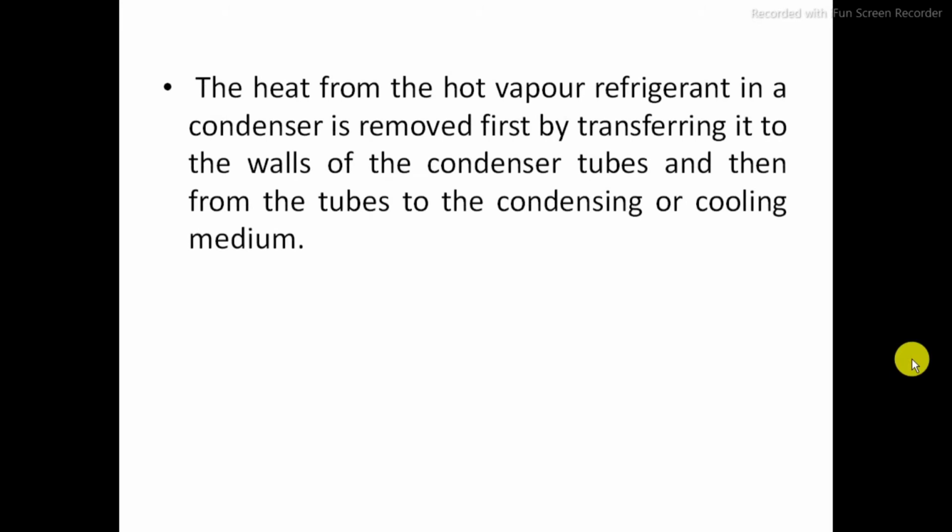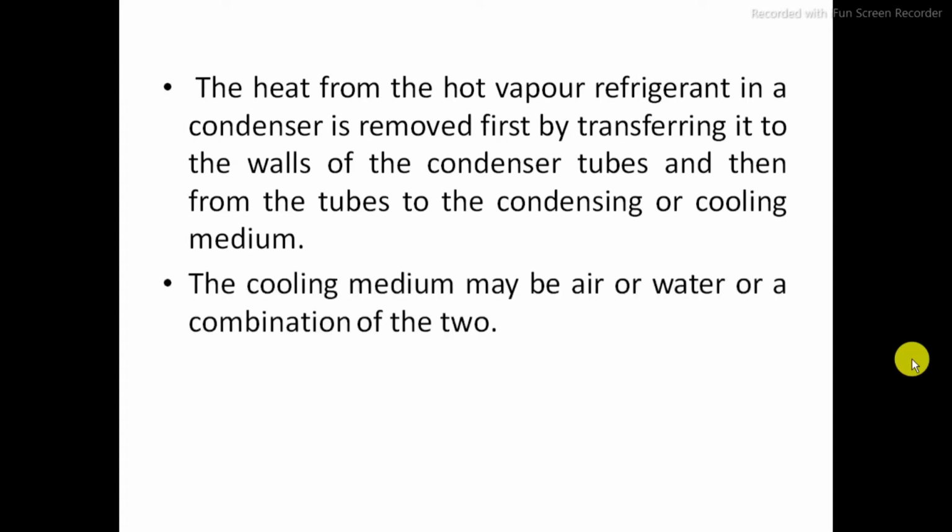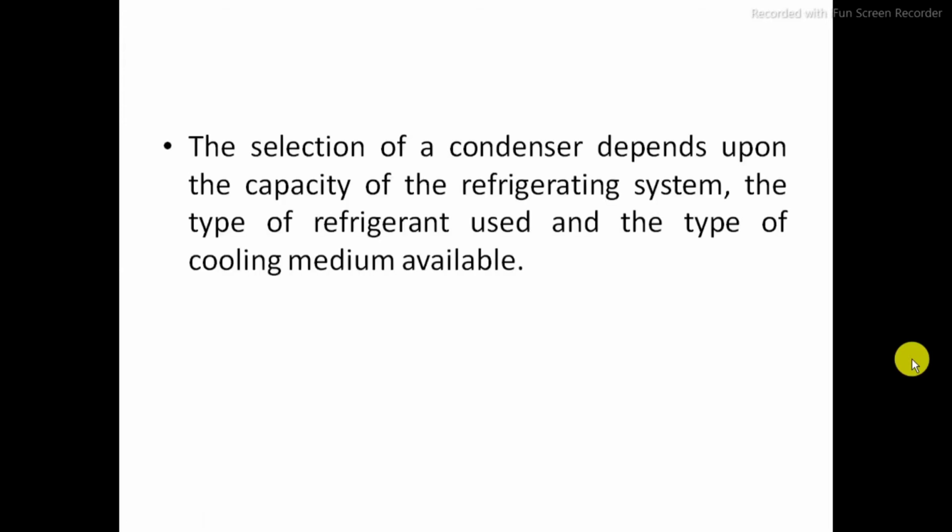The heat from the hot vapor refrigerant in a condenser is removed first by transferring it to the walls of the condenser tubes and then from the tubes to the condensing or cooling medium. Means the vapor first comes in contact with the walls of the condenser tubes, loses some heat, and after that we can use water or air to cool the vapor refrigerant. The cooling medium may be air or water or a combination of two. The selection of the condenser depends upon the capacity of the refrigerating system, the type of the refrigerant used, and the type of cooling medium available.